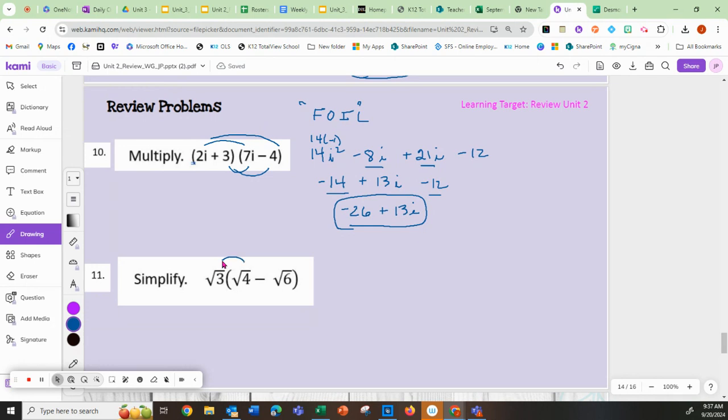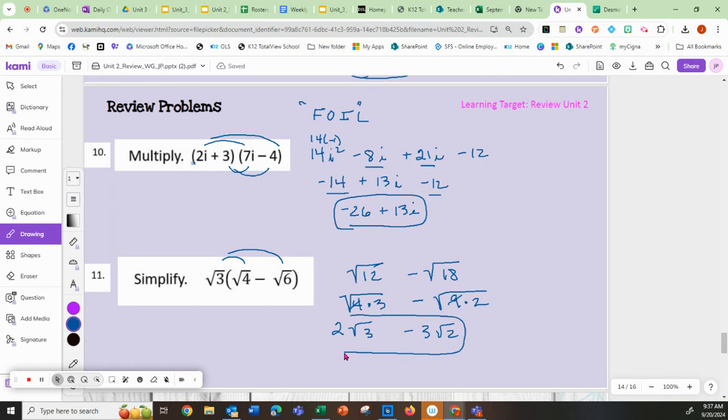In example 11, we're distributing what's on the outside into the parentheses. Distributing is always multiplying, so that's going to give us the square root of 12 minus the square root of 18. 12 is not a perfect square, but 4 will divide into 12, and 4 is a perfect square. 18 is not a perfect square, but 9 will divide into 18, and 9 is a perfect square. So that's going to leave me with 2 square root of 3 minus 3 square root of 2. And I cannot subtract these two terms because they're not like terms, so I have to leave my answer just like this.